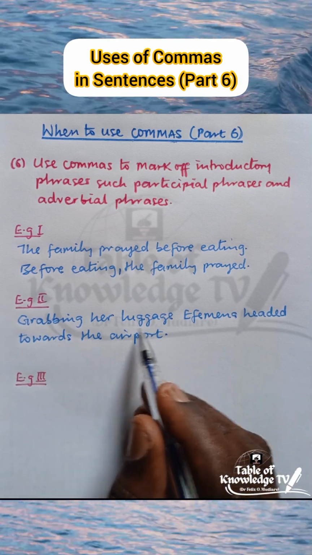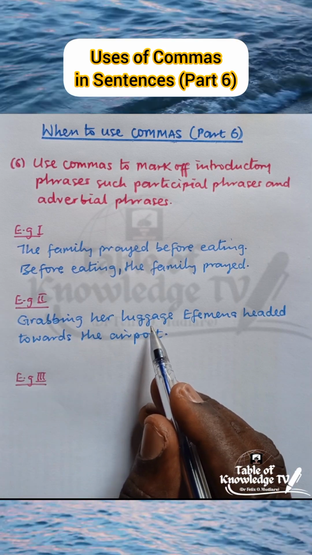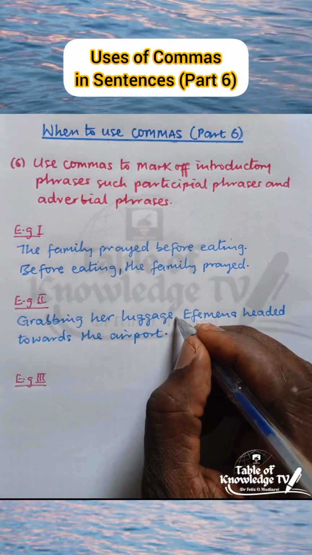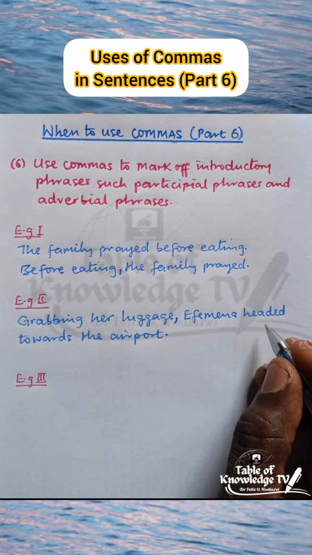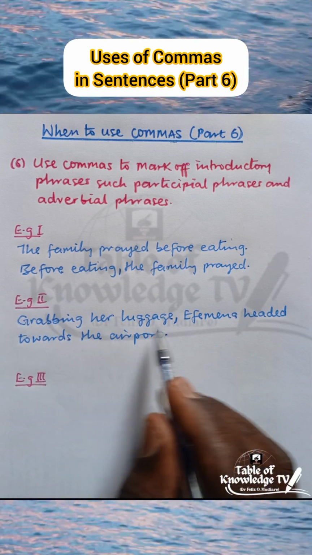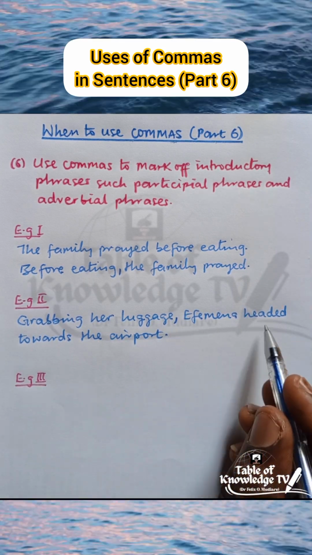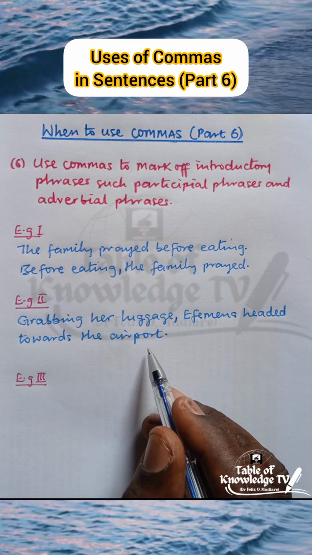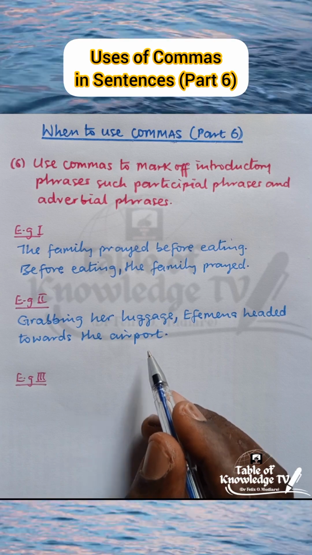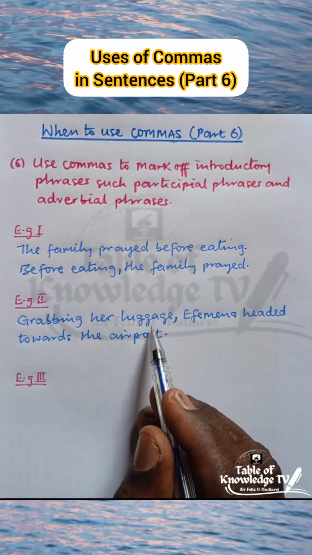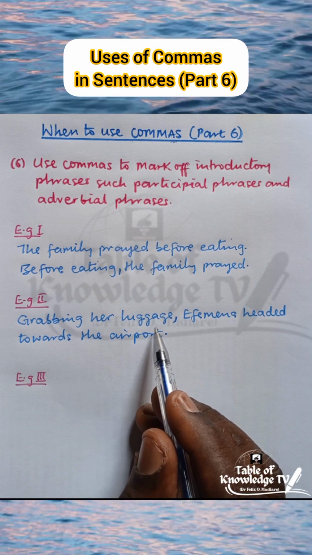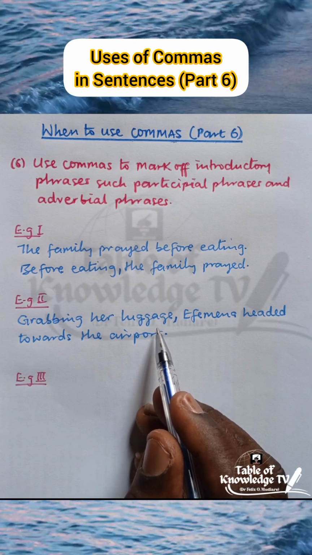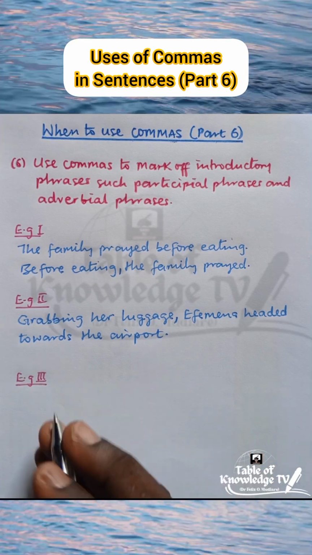So a phrase that begins with a participle and also contains a noun is a participial phrase. So when a participial phrase begins a sentence, what do you do? You must use a comma to mark off the participial phrase before the main clause itself. So we have grabbing her luggage, comma, a femina headed towards the airport. In this sentence, the participial phrase is serving as an introductory present participial phrase. Hence, you must put a comma before the main clause. So let's have the final example under part 6.